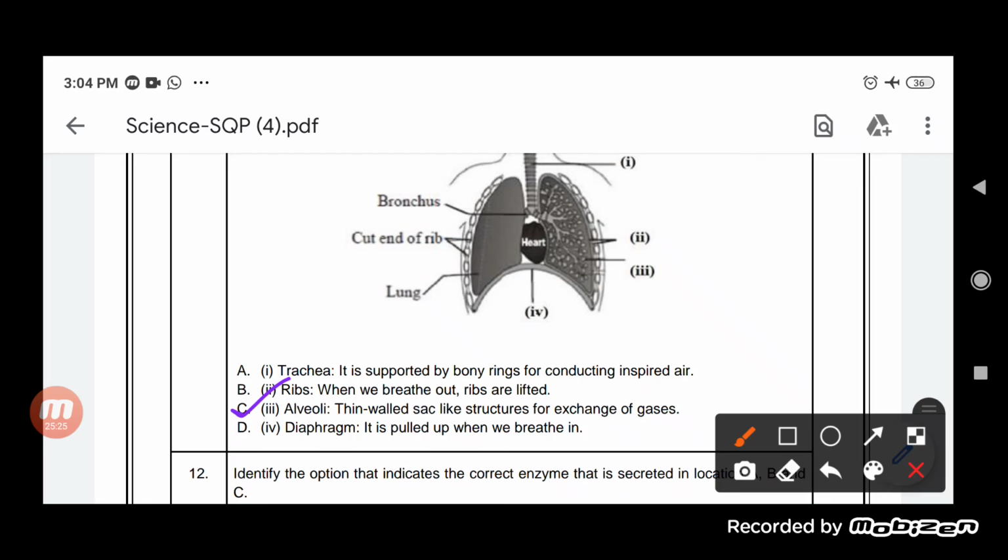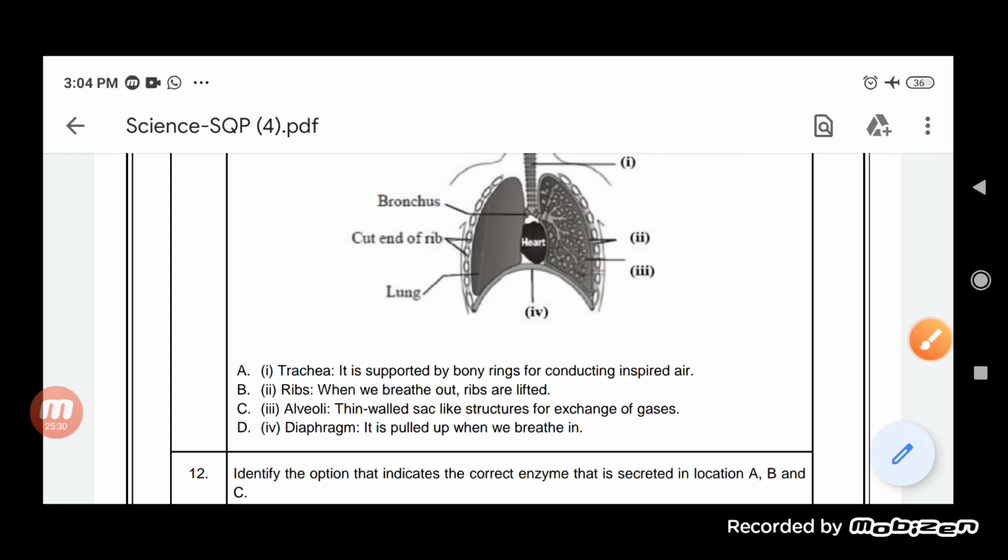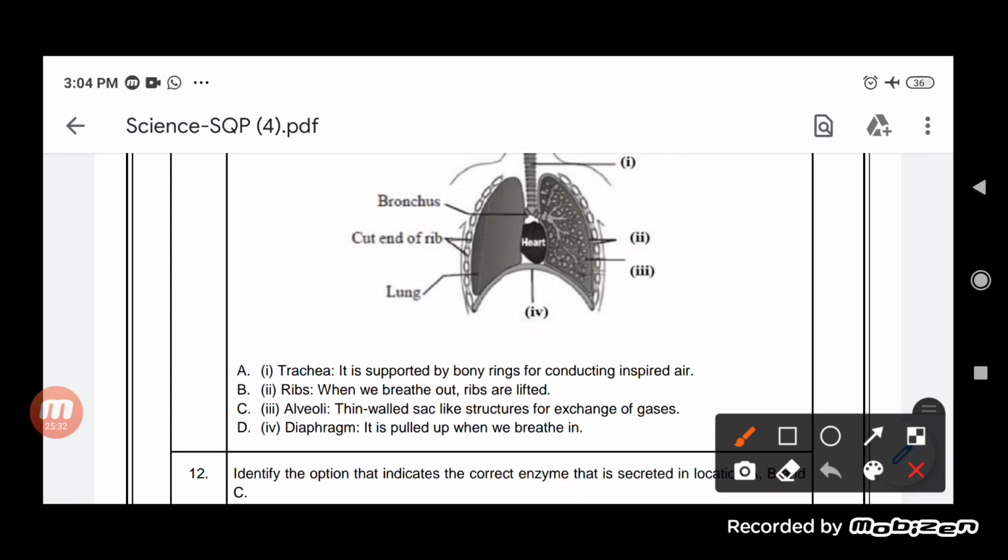And diaphragm pulled up? No, when we breathe in, the diaphragm is pulled down so that more oxygen can enter. So the identification is correct, but the function is not correct. So the answer will be the third one, students. It is the alveoli.